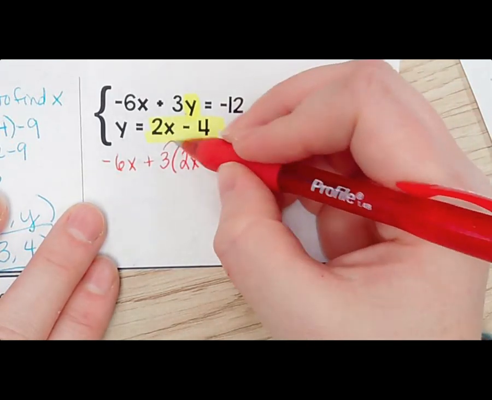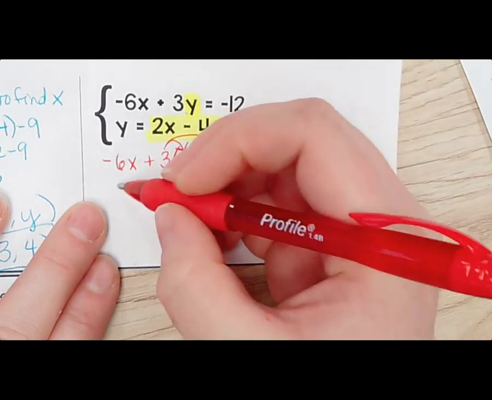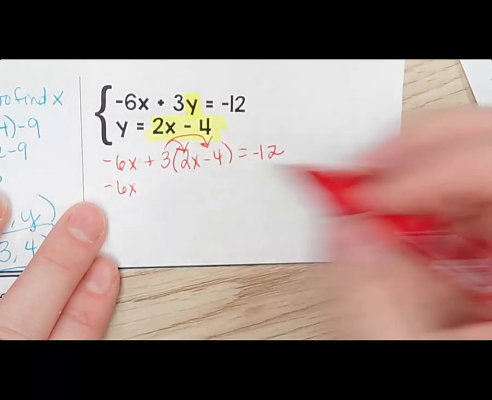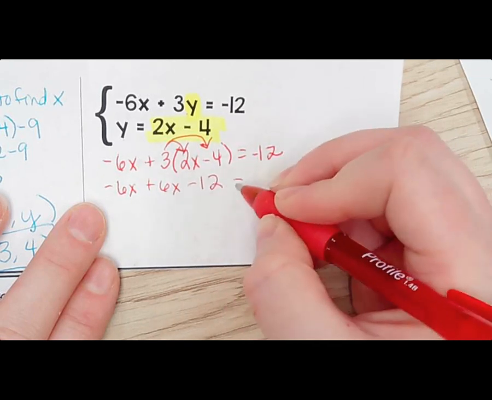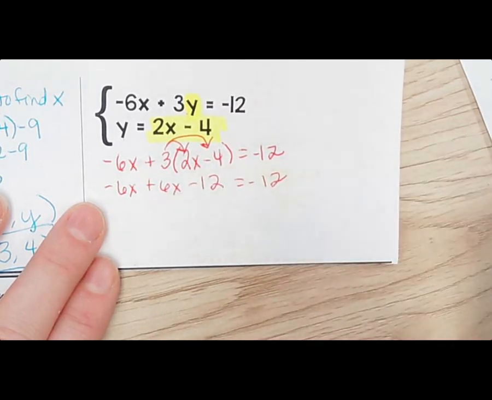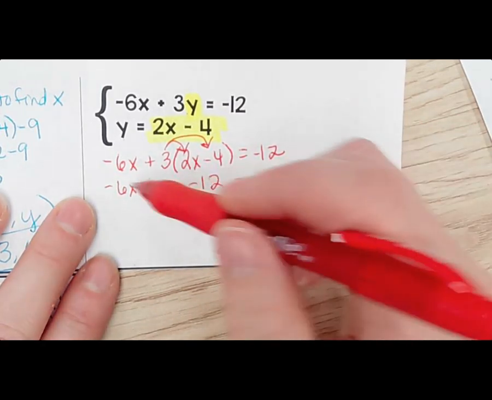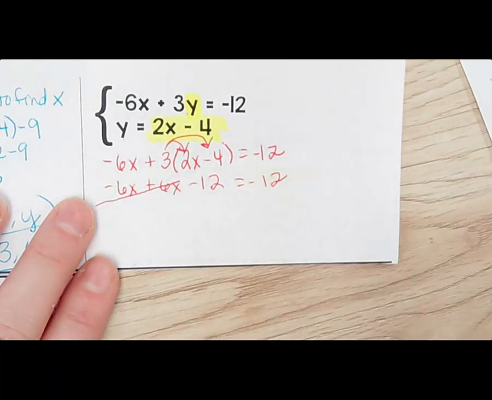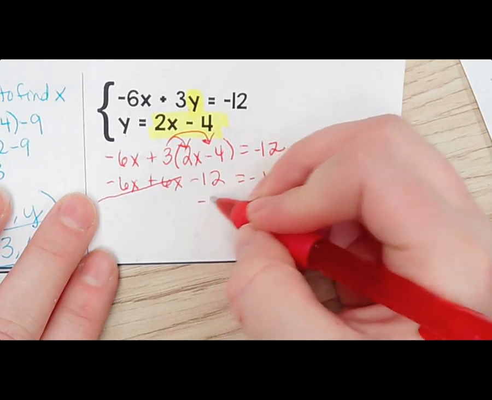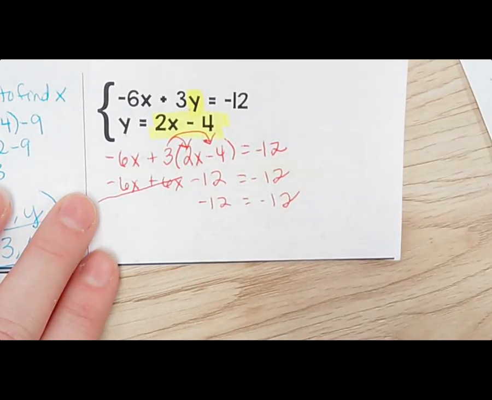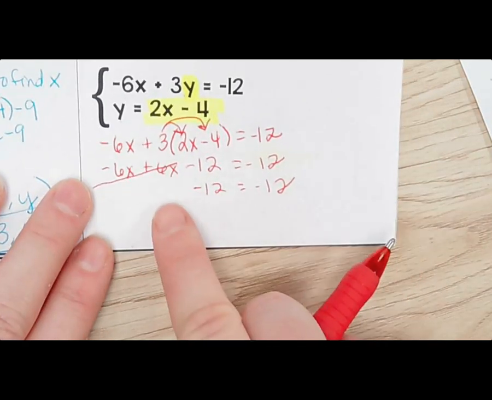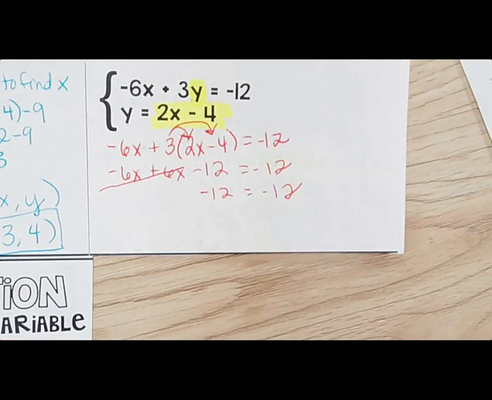I'm going to solve this out, so we'll distribute that. So negative 6x plus 6x minus 12 equals negative 12. But this negative 6x and positive 6x will cancel each other because it becomes 0. So it's negative 12 equals negative 12. Is that true? Yes, it is true.